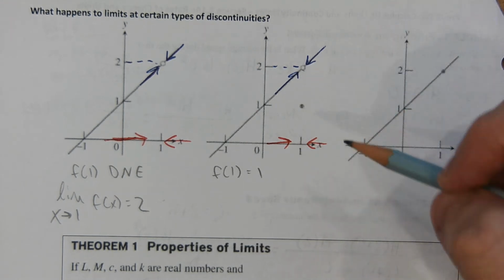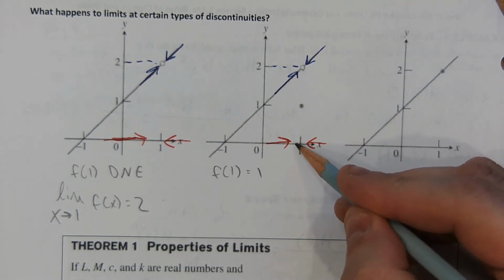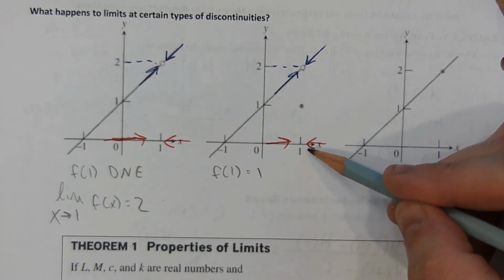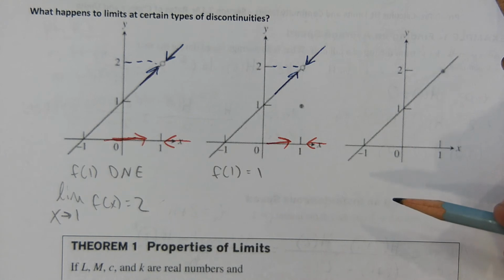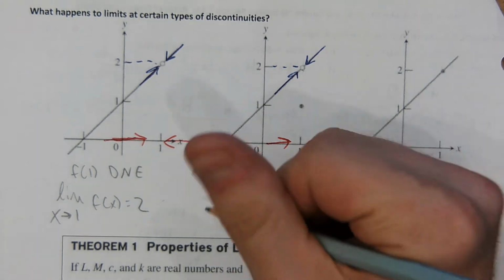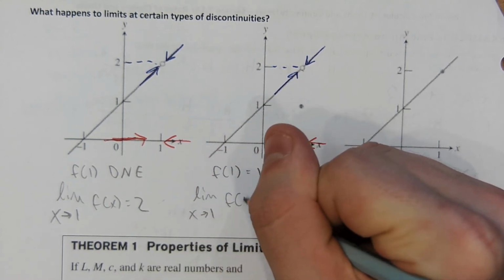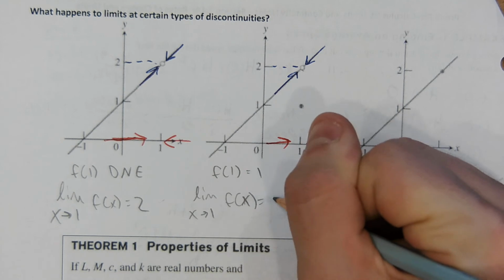Because if you looked at the number 0.9999999 and you looked at the number 1.0001 and you asked the graphing calculator what the y value was, you would get numbers dangerously close to 2 on both sides. So we can then say that the limit as x approaches 1 of this function is also 2.